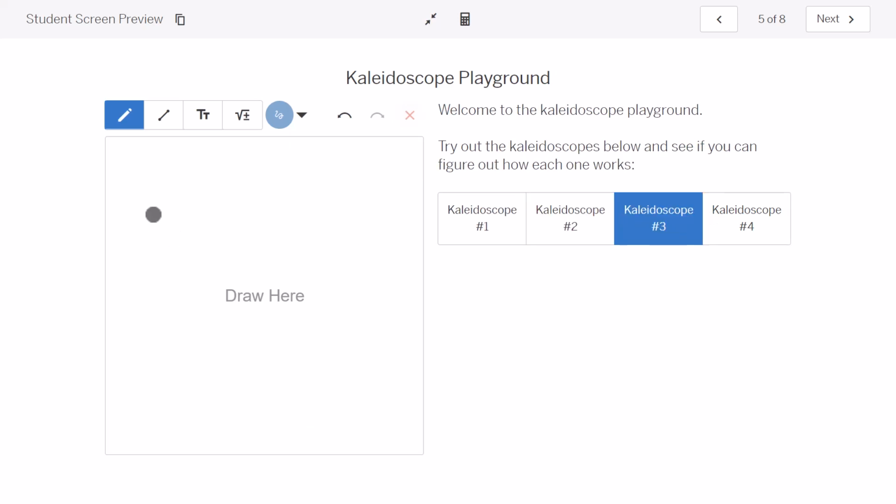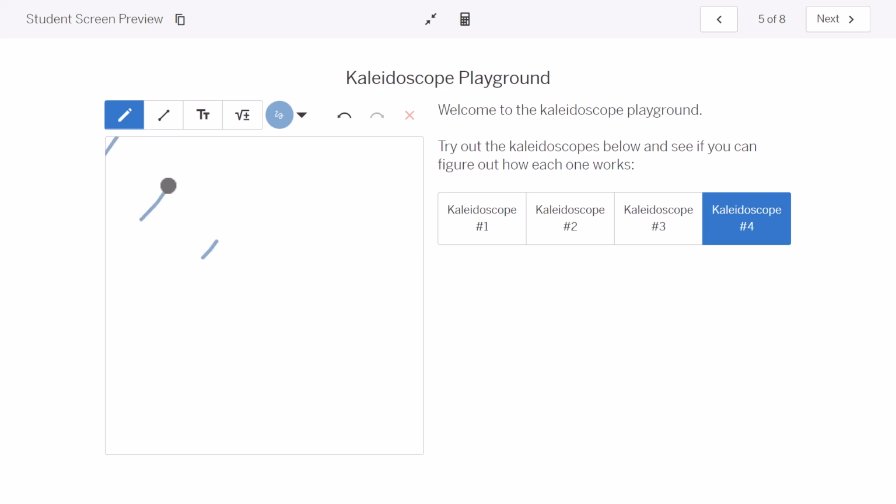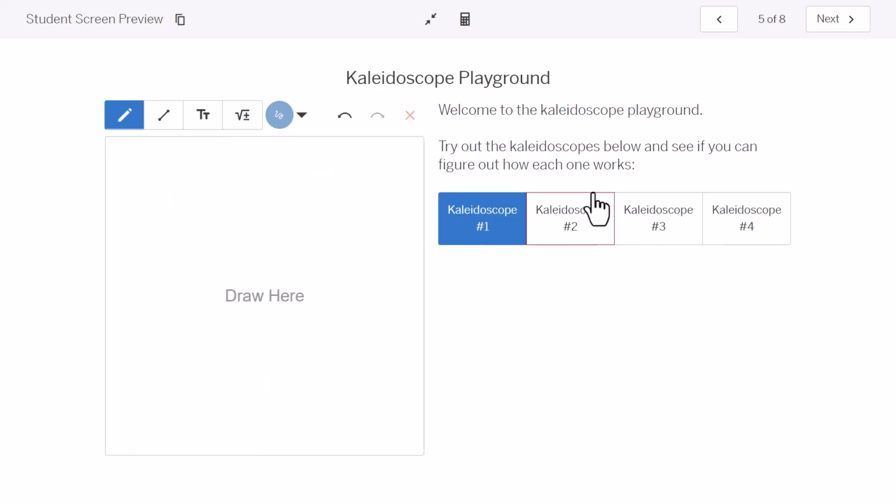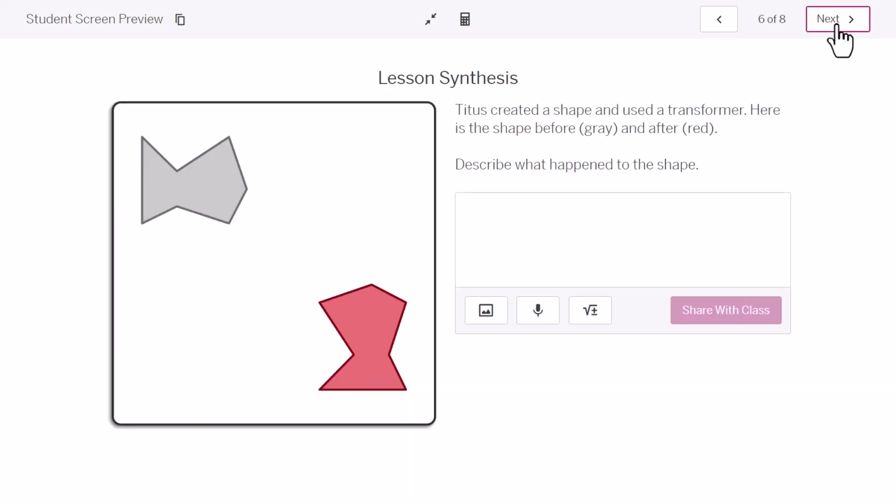Here's the third one. How could you describe that one? And finally, what's happening there? So how would you describe to somebody else the difference between one and the other? Let's move on to this next slide. It gives us an idea of the type of thing that you might see in your practice assignment or on an assessment.